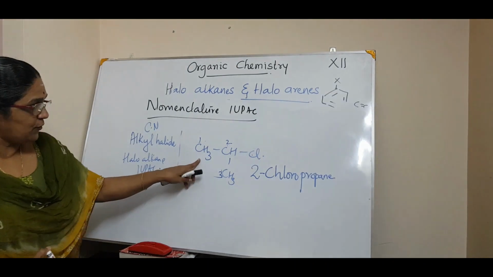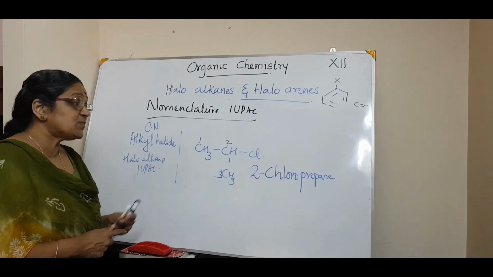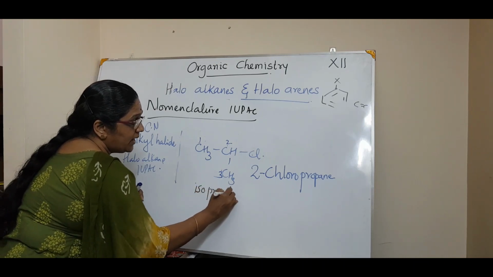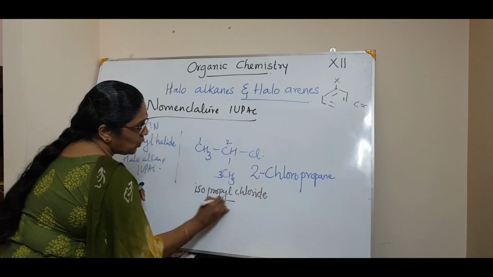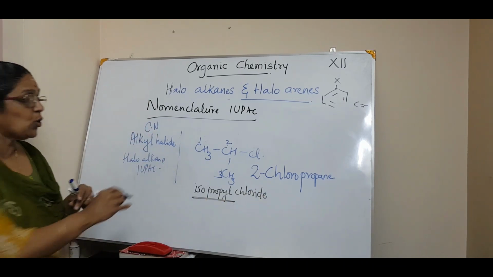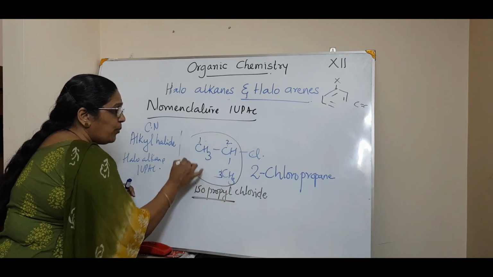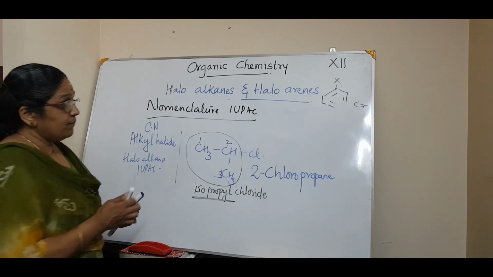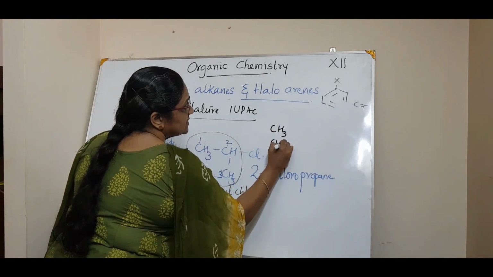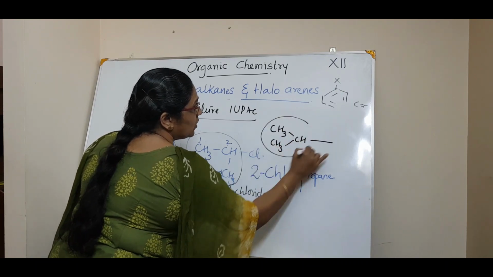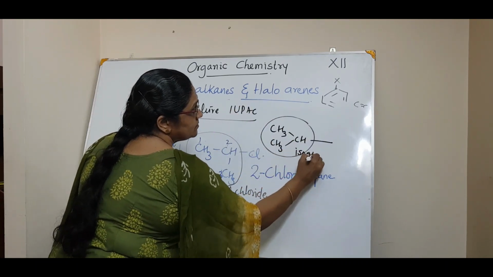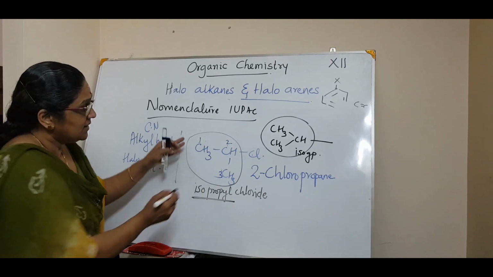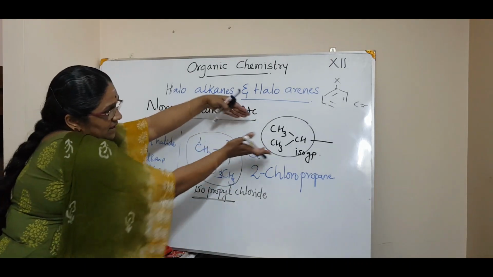Now, the important thing for this compound is the common name, which is very, very important. The common name is isopropyl chloride. See? Isopropyl chloride. What is the iso group? Very, very important: the CH3, CH3, CH group is called the iso group. Scribble it somewhere. In this way also I can write it. See, this is just the same as this.